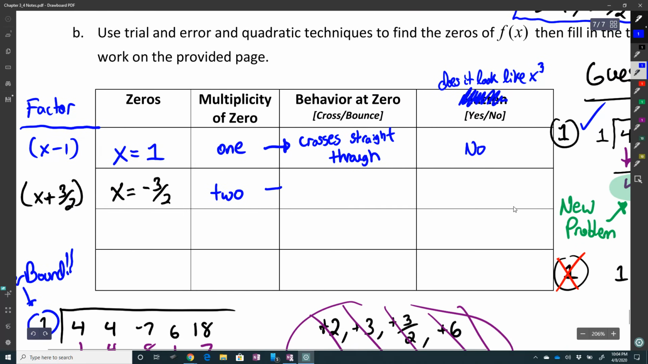Since the multiplicity is 2, we know that it bounces or touches like a parabola. And does it flatten? Does it look like x cubed? No. All right.